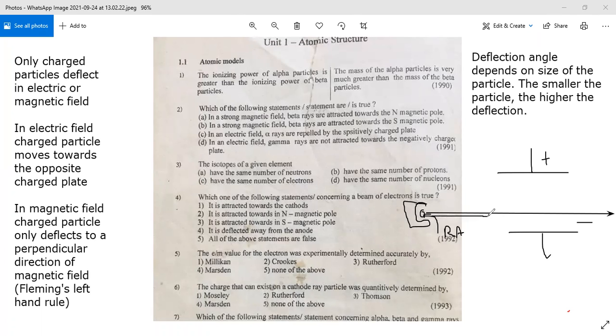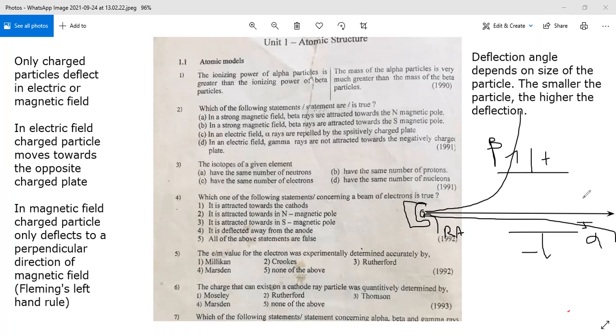Alpha will move like this. Beta like this. Beta is smaller. Electron is very small compared to the helium nucleus, so it shows a high deflection. Alpha goes towards the negative plate.